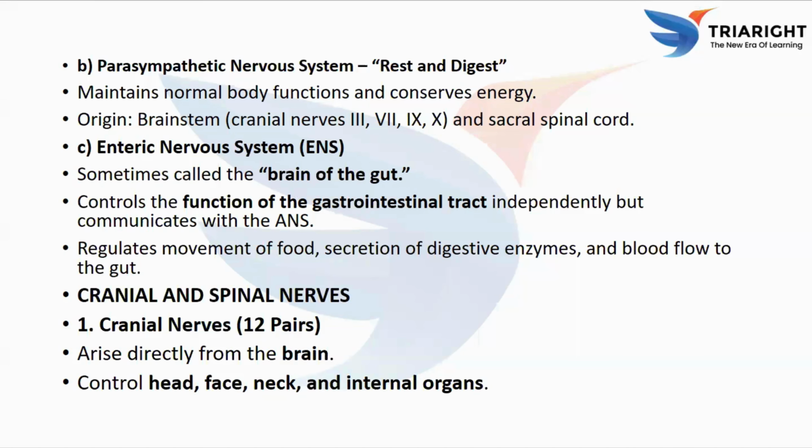So what does it do? It controls the digestive tract independently, but it works with the ANS. So in simple words, the sympathetic system is a gas pedal. It speeds up the body functions. Whereas the parasympathetic nervous system is like a brake pedal. It slows things down slowly. So together they keep your body balanced and ready for any situation.